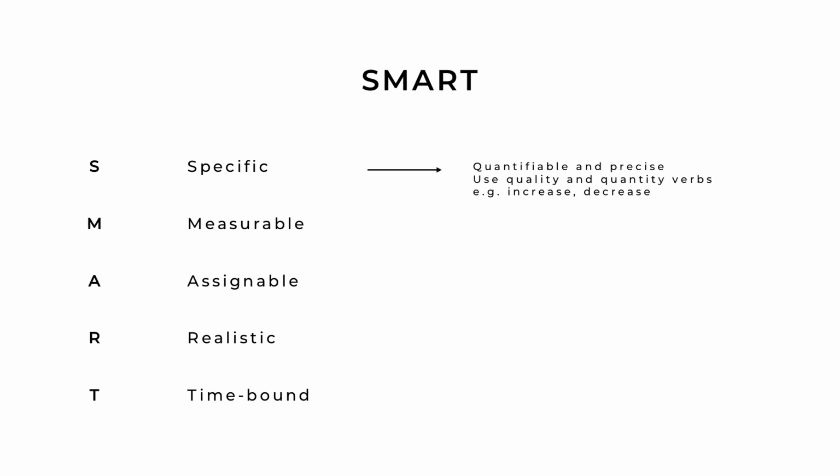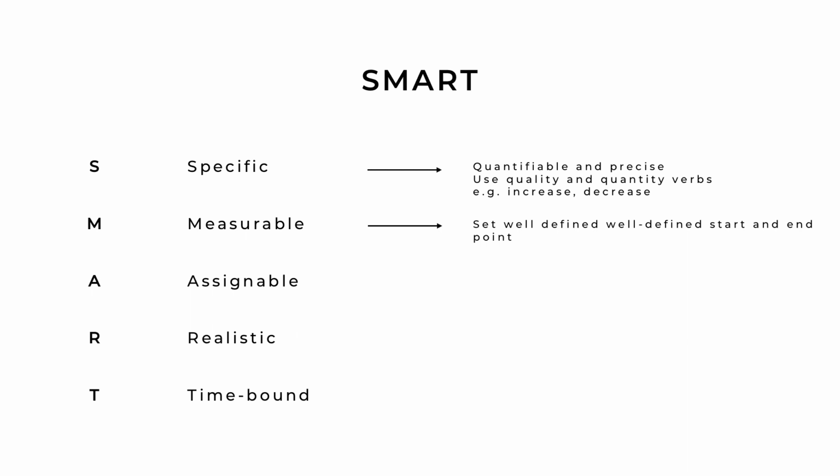Objectives need to be specific. Use general quality and quantity verbs such as increase, decrease, or improve to describe the desired achievement in a precise way. For example, instead of talking about improving the operations of your business, you specify the objective by increasing the efficiency of the sorting process.